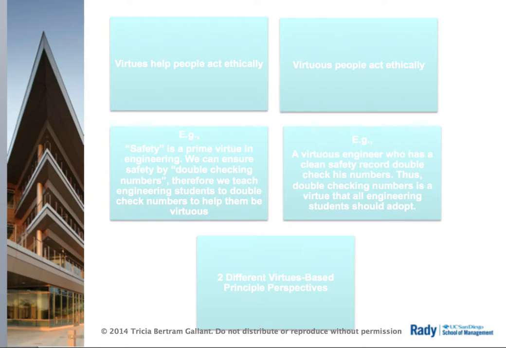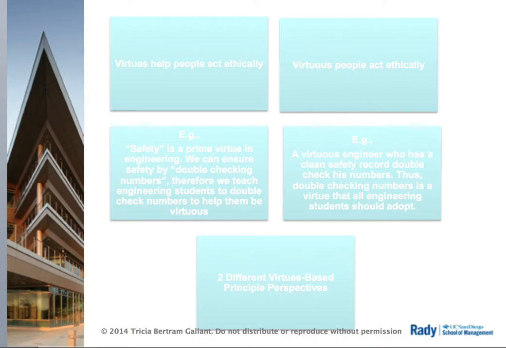There's actually two different virtue-based principle perspectives. One perspective says that virtues help people act ethically. For example, since safety is a prime virtue in engineering, we can ensure safety by double-checking numbers. Therefore, we teach engineering students to double-check numbers in order to help them be virtuous. So we've decided safety is a virtue. We can ensure safety by double-checking numbers. Therefore, let's teach students to double-check numbers, thereby helping them be safe and virtuous.